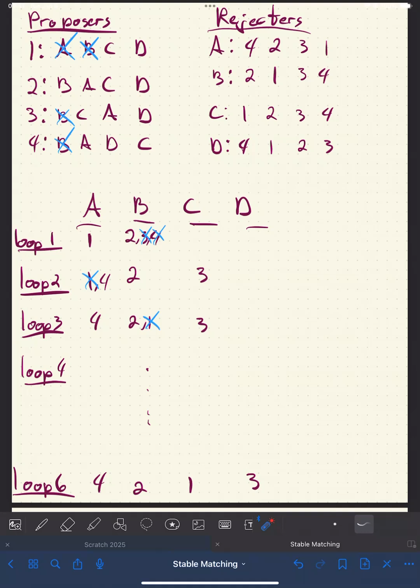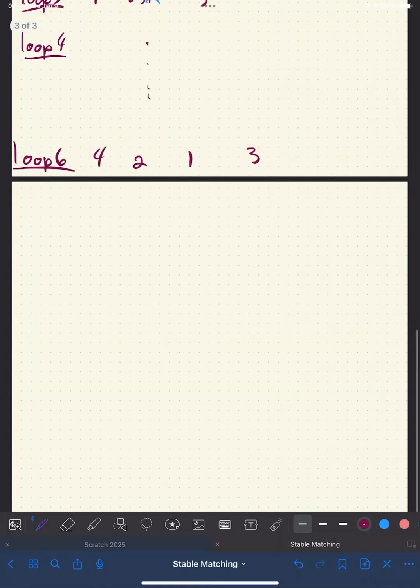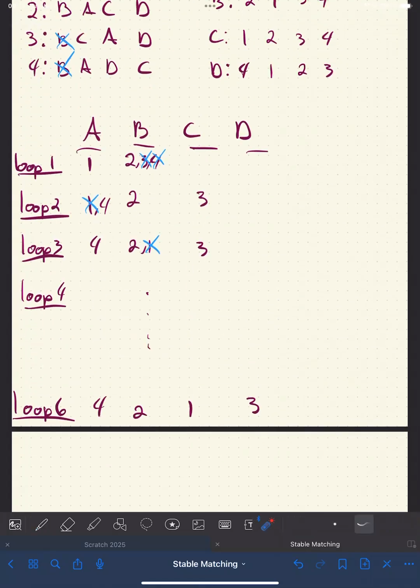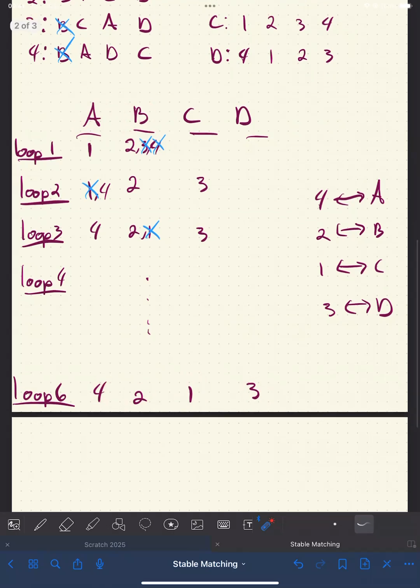So what we want to say then is, great, we have an algorithm. What about it? So for example, what can we say about this algorithm? It sure did come up with a matching this time. Let's see what that matching is. We have 4 paired with A, 2 paired with B, 1 paired with C, and 3 paired with D, right? That just comes from where we ended up. 4 gets matched with A, 2 gets matched with B, and so on. So that's a matching. Is it good?